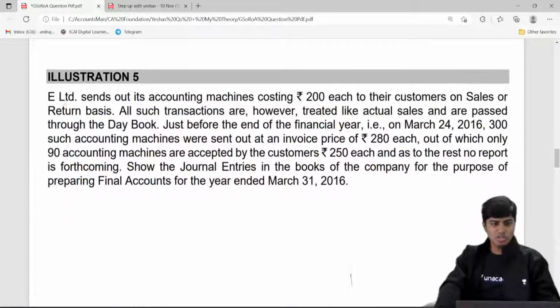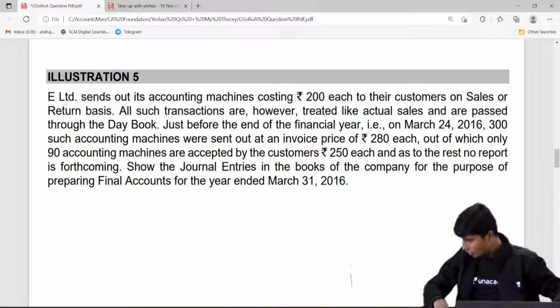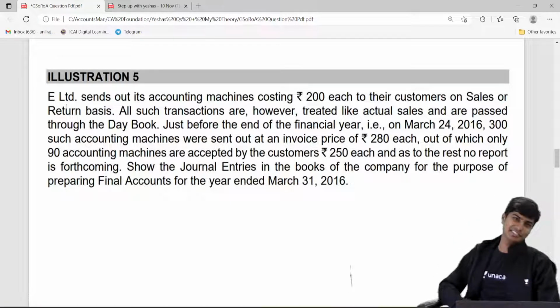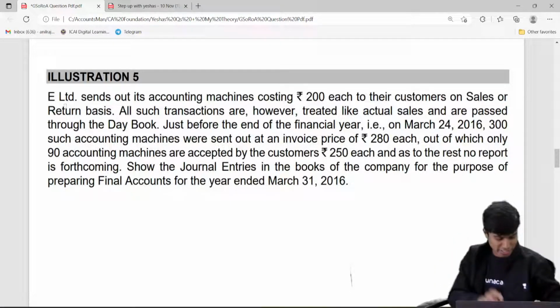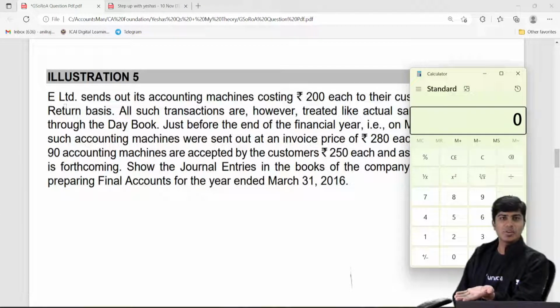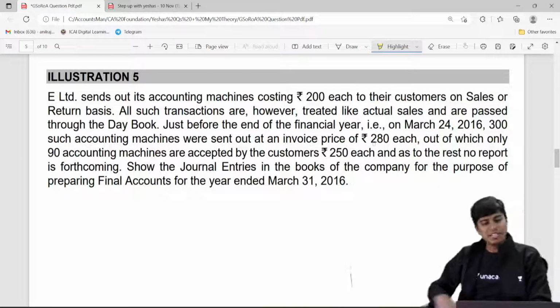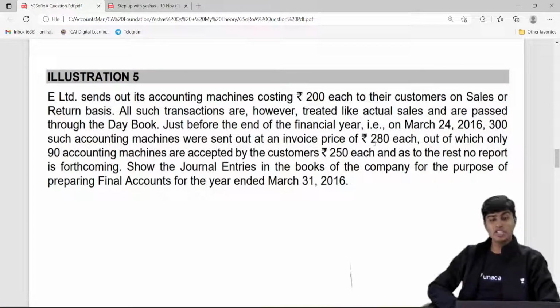Question number 5 on the topic of goods on return or approval is here. E Limited sends out its accounting machines. What do you mean by accounting machine? We'll try to find one. Accounting machine is a calculator. Want to see a calculator? This is an accounting machine, a calculator. Okay, hi-fi name, isn't it? Pretty hi-fi name. E Limited sends out its accounting machines costing rupees 200 each to their customers on sale or return basis.